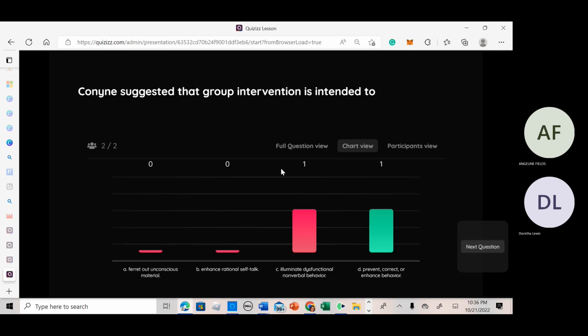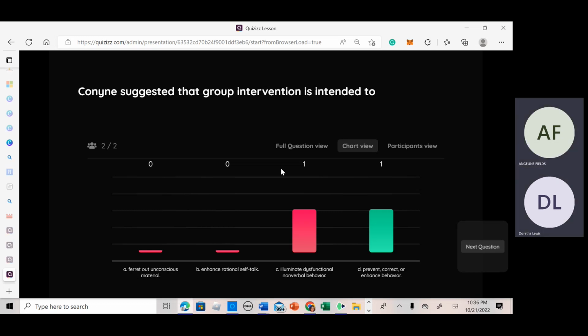Yep. Yeah, that's a good explanation. And I just chose that because it's a behavior change. It's not more of an internal one, because then that would be more like individual therapy. So you're trying to modify behavior within the group.